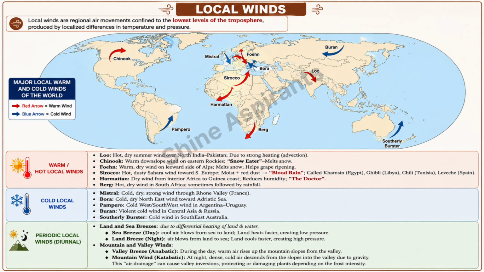Mountain and valley winds. Valley breeze, anabatic, during the day: warm air rises up mountain slopes from the valley. Mountain wind, katabatic, at night: dense cold air descends from slopes into the valley due to gravity. This air drainage can cause valley inversions, protecting or damaging plants depending on frost intensity.